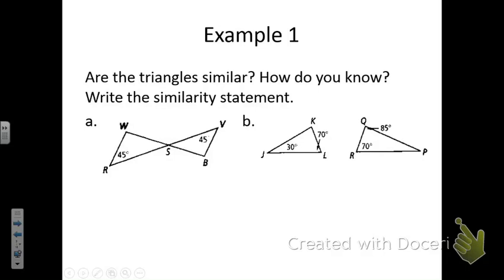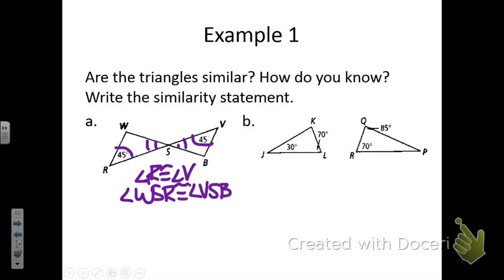Yeah, 45. We've got R and V that are congruent because they're both 45 degrees. So it gave me those two angles. But I have to find another pair. Angle WSR and VSB. And how do you know that WSR and VSB are congruent? Good. They're vertical angles. You're talking about your angles here in the middle. So WSR is congruent to VSB.